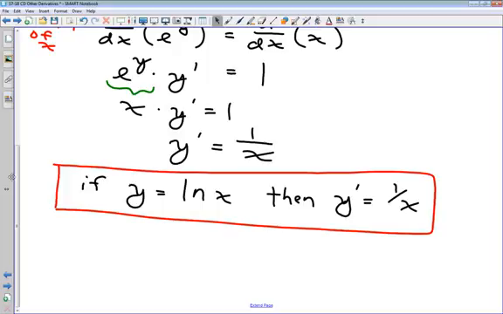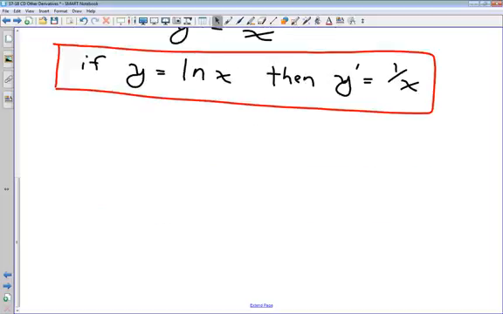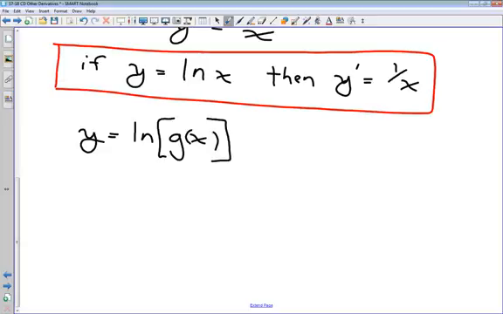Now, what if we have a composite function? Something like y equals ln of g of x. And I'll put big square brackets to indicate what we're taking the ln of. So we're taking the ln of some function, g at x. Well, then we have to use the chain rule.